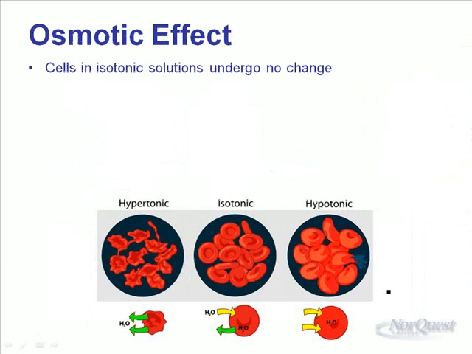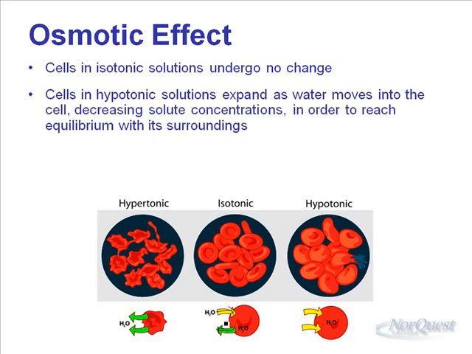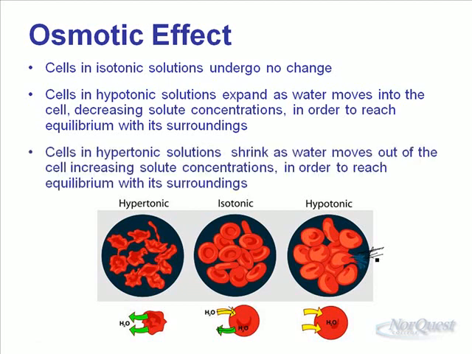Here's pretty much the same kind of idea, but here we're showing some red blood cells and what happens to the cells. So we showed it in the last picture. We'll show it again here. Cells in isotonic solution undergo no change. The water going into the cell is equal to the water leaving the cell. Cells in hypotonic solutions expand as water moves into the cell to decrease solute concentrations. So as those cells expand, it's possible, and we'll talk about this a little bit when we talk about circulation, but it's possible to actually burst cells by forcing water into them. And lastly, in hypertonic solutions, cells shrink as water moves out to increase the solute concentration inside that cell.